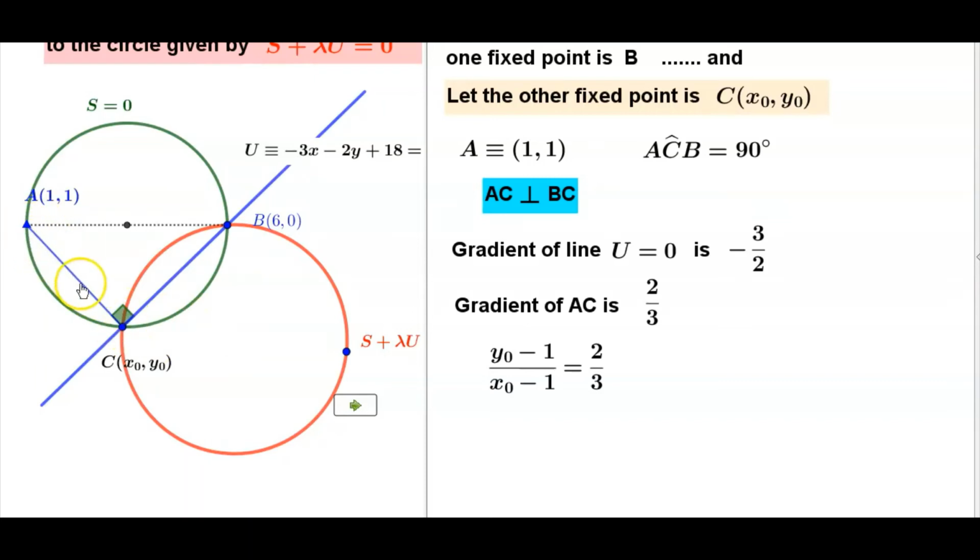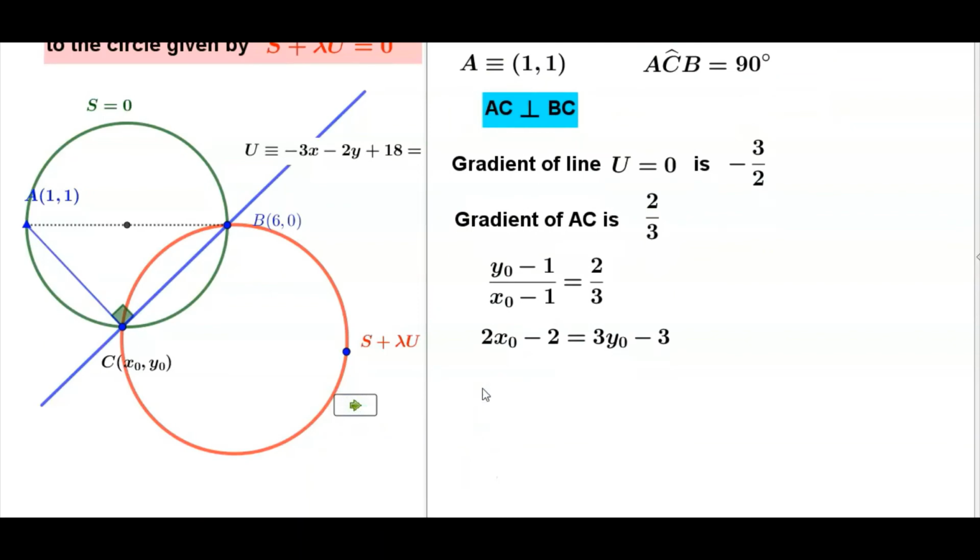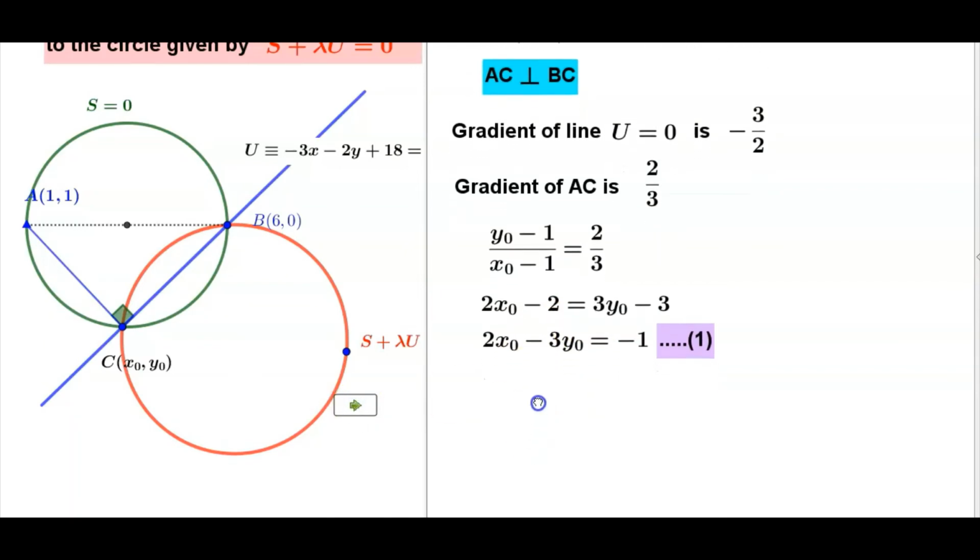How do we find the gradient of this one? Difference of y coordinates over difference of x coordinates. That means y naught minus 1 over x naught minus 1 is equal to 2/3. Cross multiplication: 2x naught minus 2 is equal to 3y naught minus 3. So 2x naught minus 3y naught is equal to minus 1. This is one of the equations. To find x naught and y naught, we want to create one more equation.